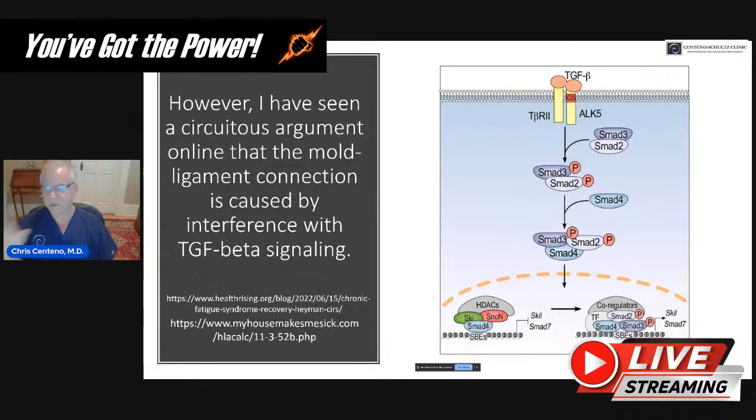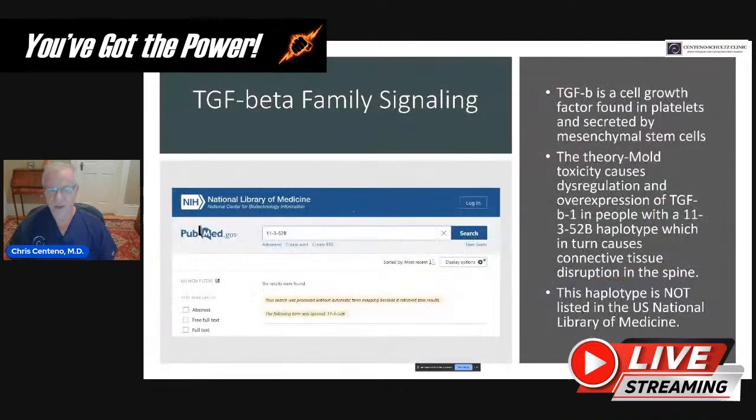Now, I have seen this circuitous argument, and these are the two references down here of where I saw this circuitous argument on these two functional medicine websites, that there's some causal connection between mold exposure and problems with TGF-beta family signaling. And in particular, they were talking about TGF-beta 1, which has to do with remodeling of tissue. And in particular, they mentioned this 11.352b haplotype, which is just basically a type of genetic makeup. And that in turn caused connective tissue disruption in the spine. At least that was the theory.